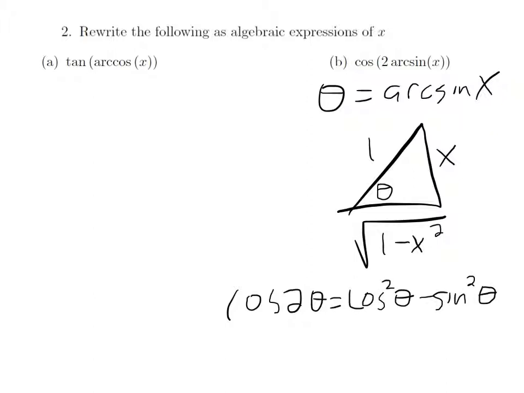We could then figure out what cosine theta is. It would be square root of 1 minus x squared over 1. Square that. What is sine theta? X over 1. Square that. Simplify. This is really the best way I can think of to work out when we don't even know what that value is inside. Express the arc function as a triangle. Use Pythagorean theorem to fill it out, and then you can work on the outside function.